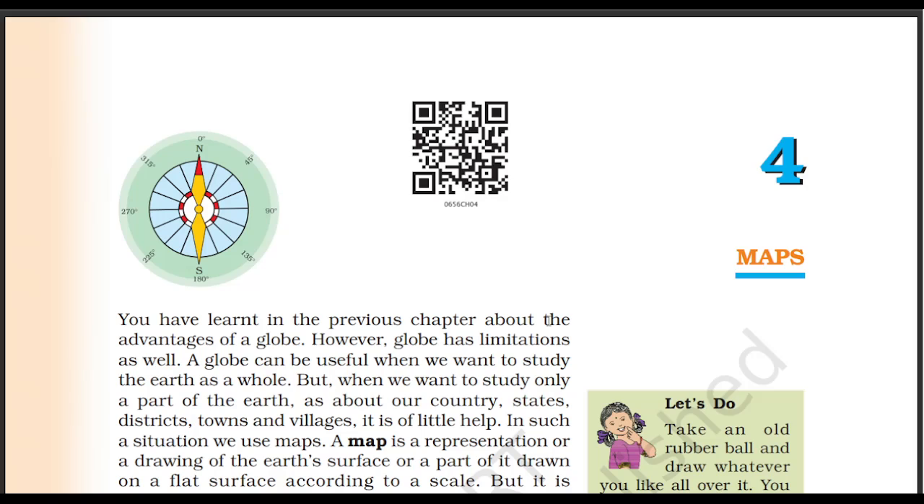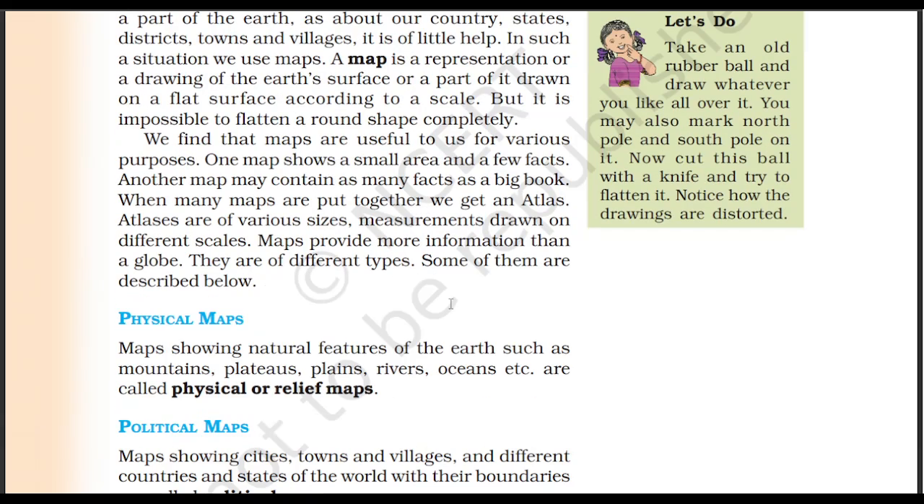A map is a representation, a drawing of the earth's surface or a part of it drawn on a flat surface according to a scale. Means a map is a mirror of the globe or real earth on paper.